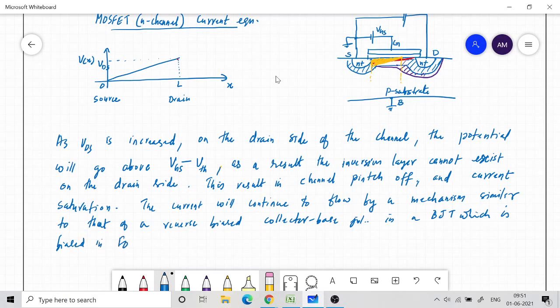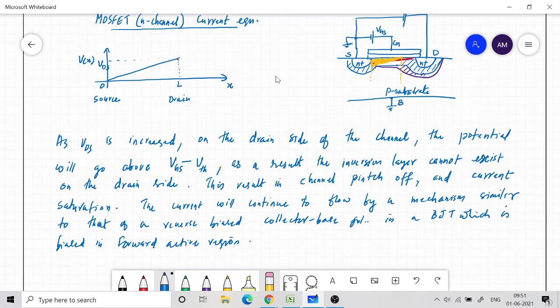current flows across the reverse biased region. There is a collector base junction which is reverse biased, and current still flows through that, because whatever electrons reach that depletion region will be swept away by the field inside the region. There will be an electric field in the region, though the electrons are not there, and that electric field will sweep away the electrons which reach the edge of this depletion region.